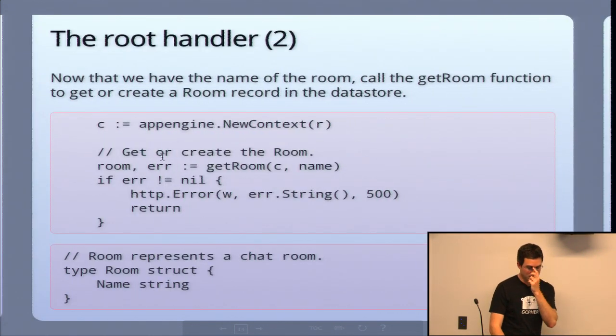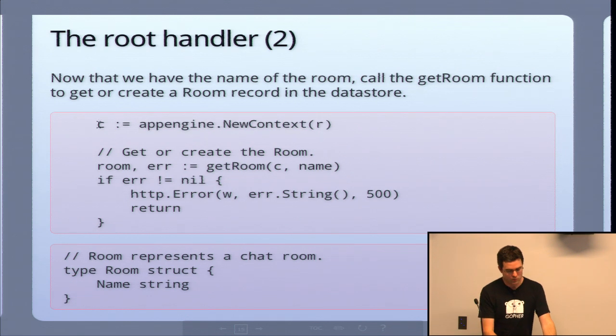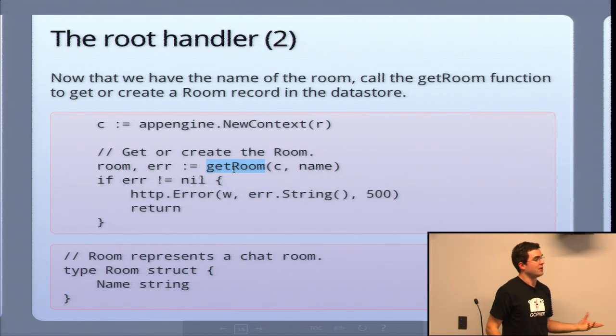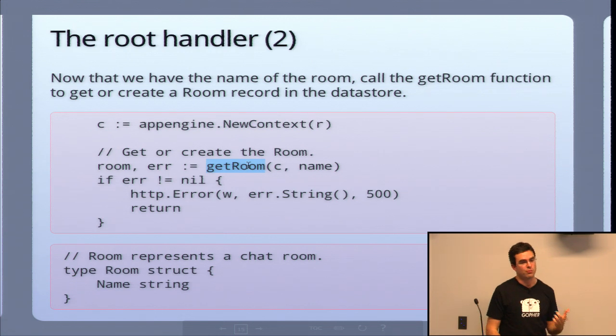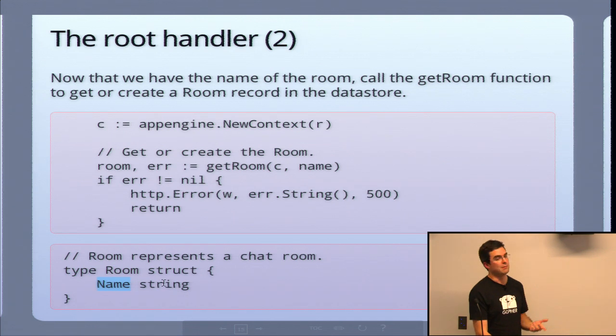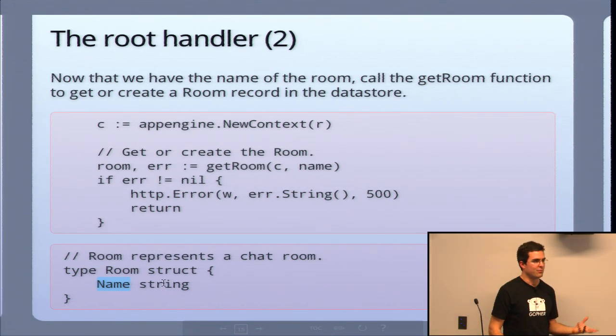So continuing with the root handler code, we now want to call this getRoom function, which is in the db.go file. It gets or creates a new room with that name. This room is a value of type room, which is a struct that has one field: the room name. And that's all we know about a room. It just has a name, and that's it.